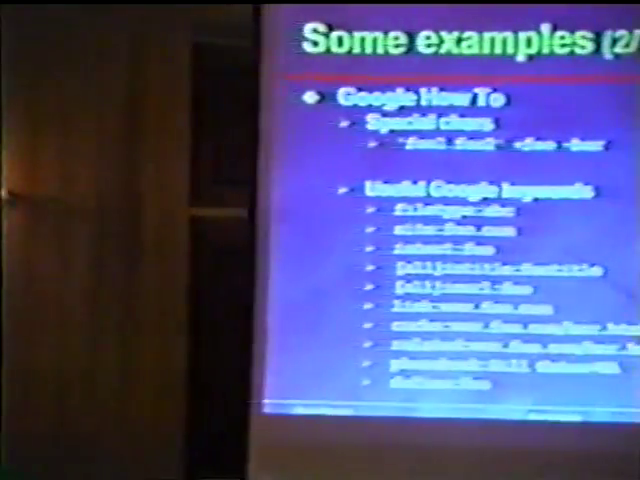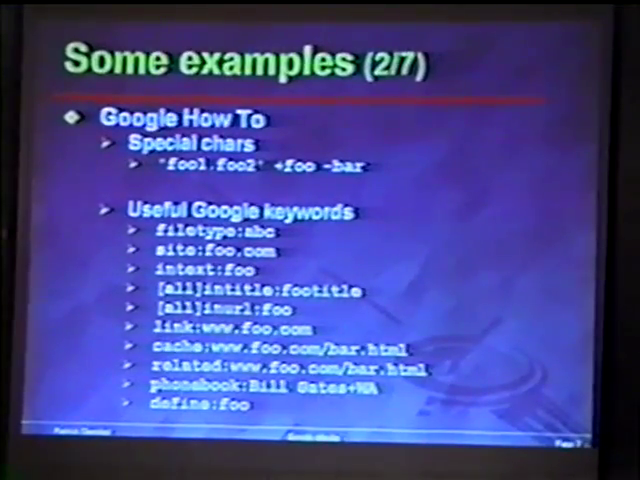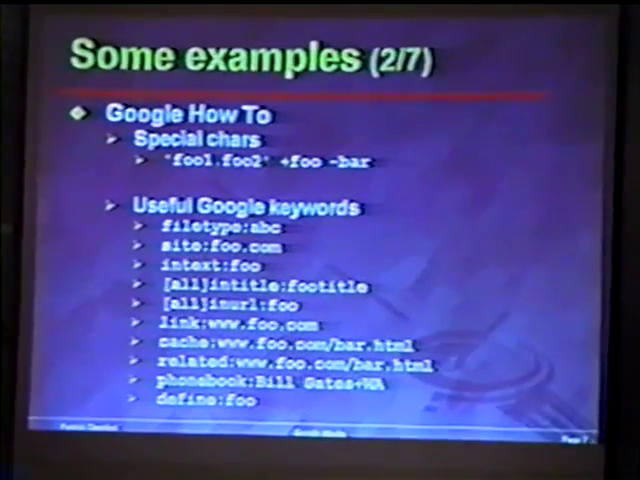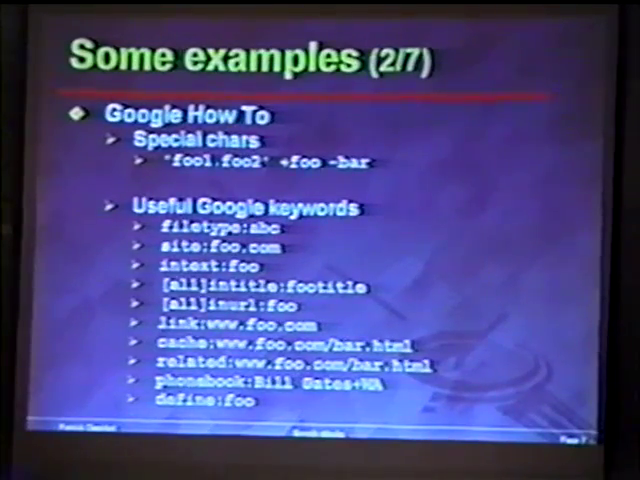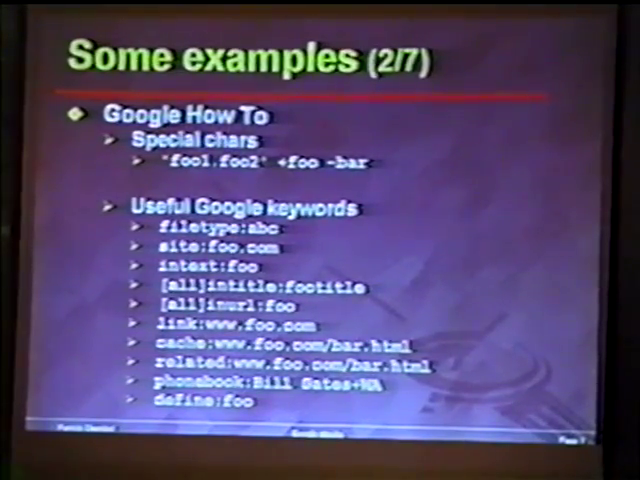Then some useful Google keywords. I think you know some of them. It's first of all filetype, to indicate that you want results with some extension, like .abc, for example here. You can search for Word files, .doc, some Excel files, .xls, etc. I think you know that.